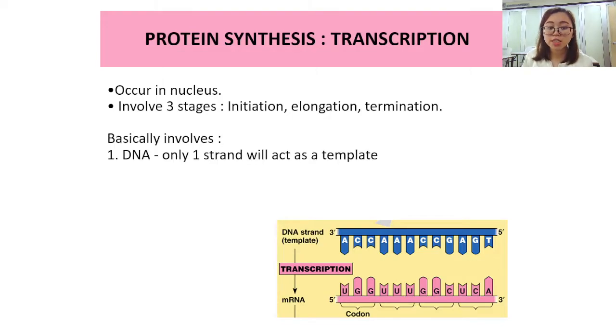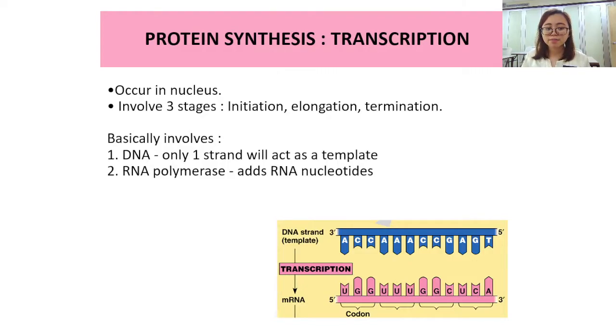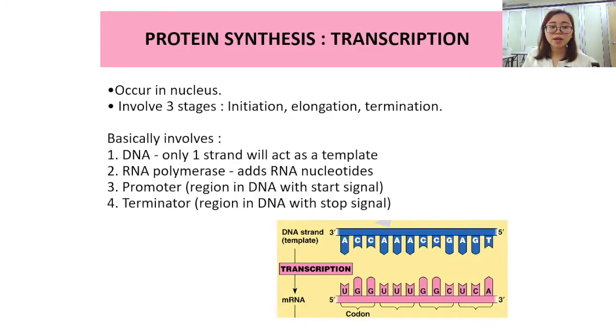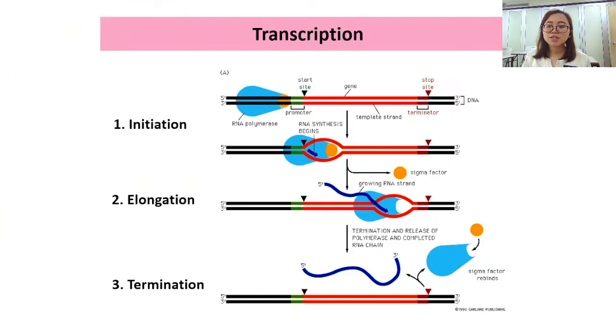It basically involves these 4 things. First, it involves your DNA. Only one strand of your DNA will act as a template. Second, it involves the enzyme RNA polymerase. RNA polymerase will add RNA nucleotides. Third is a promoter, which is a region in your DNA with a start signal. Fourth, a terminator, which is a region in your DNA with a stop signal. So now get ready. We're going to look at the mechanism in each stage of transcription, beginning, of course, with number 1, initiation.